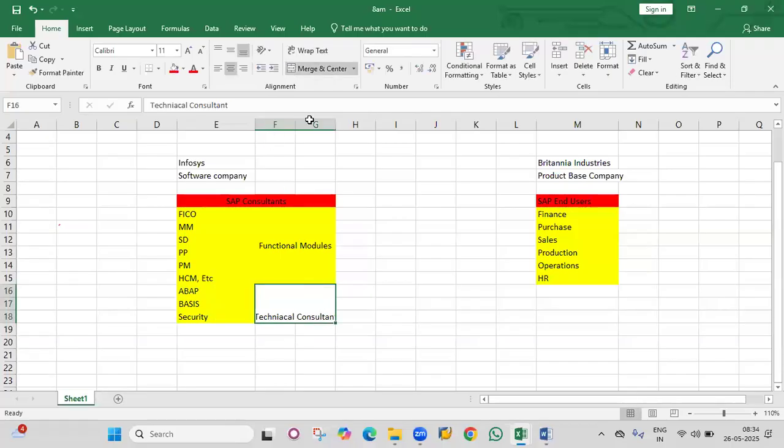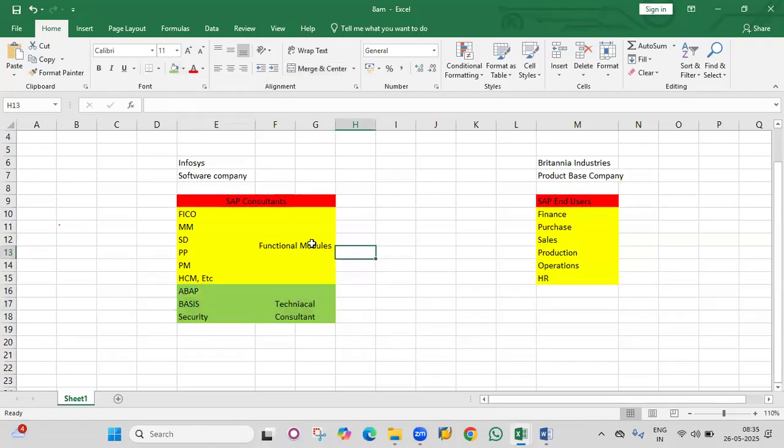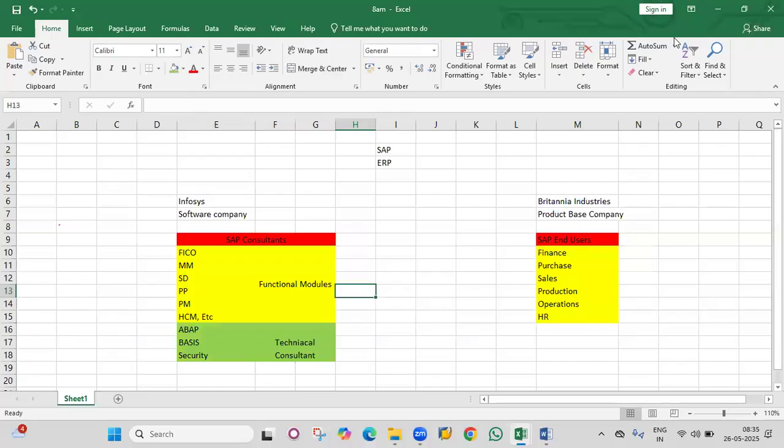So there are two types of consultants. One is functional, one is technical. Okay. So I hope you are clear about what is end users, what is consultants.